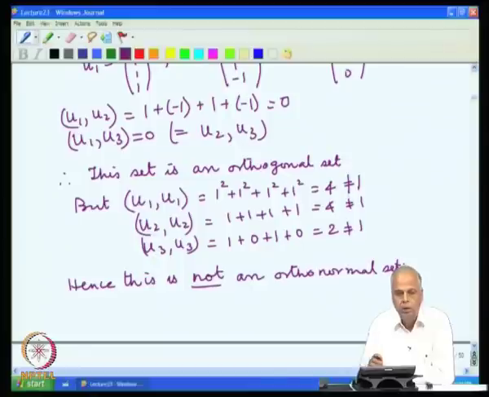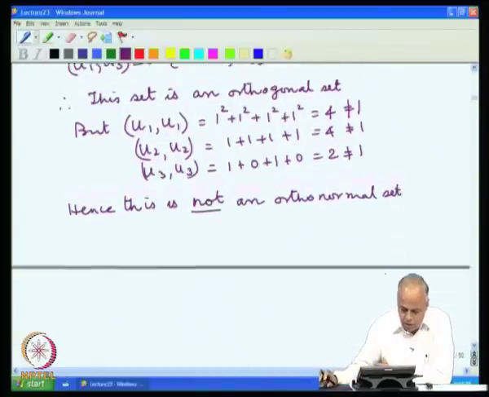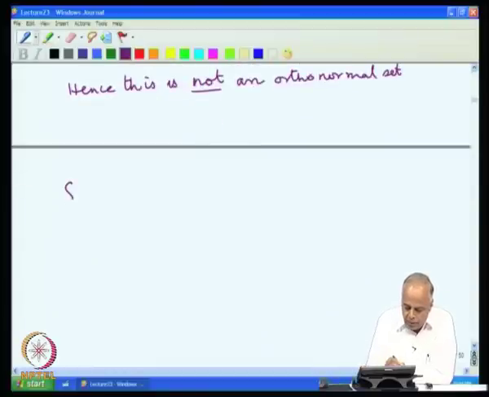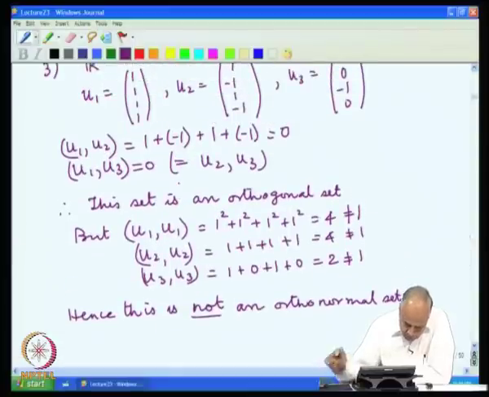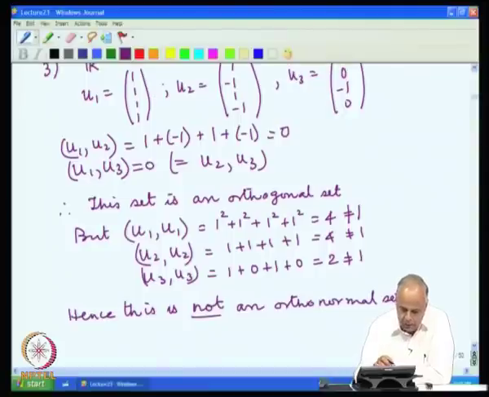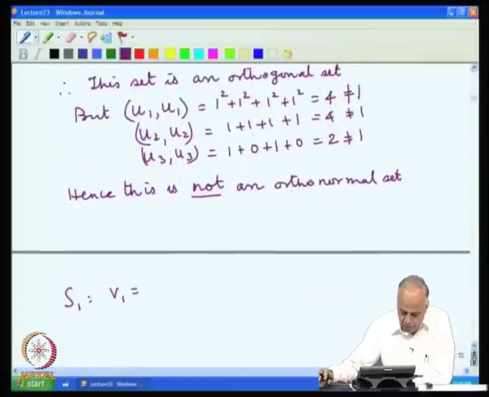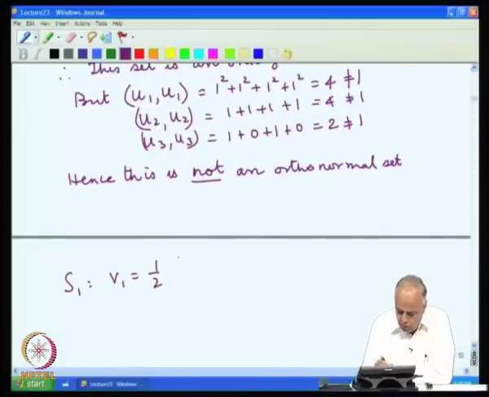As before, since we already have orthogonality, we can now force normality by dividing each one of these vectors by its length. So, suppose we now take the set S1 consisting of these vectors V1, which is obtained from U1 by dividing U1 by its length. So, we get 1/2 times (1, 1, 1, 1).